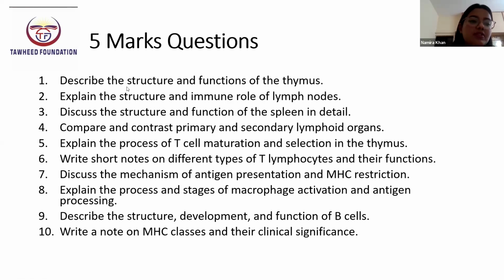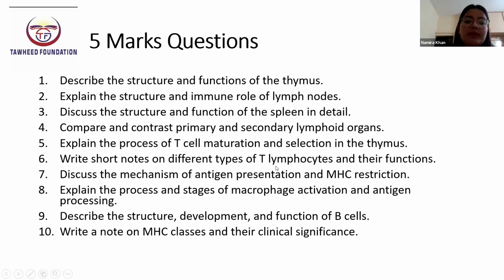For 5-mark questions, first describe the structure and function of the thymus. Second, explain the structure and immune role of lymph nodes. Third, discuss the structure and function of the spleen in detail. Fourth, compare and contrast primary and secondary lymphoid organs. Fifth, explain the process of T cell maturation and selection in the thymus.